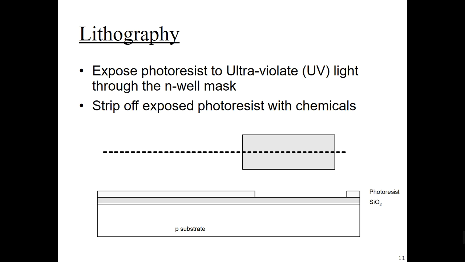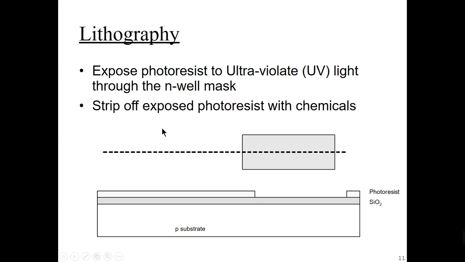Coming to the fourth one, simply we are passing some UV light. Expose the photoresist to ultraviolet light through the N-well mask. Here the N-well mask means we are using it where we want to place the N-well. In that case we are using some mask here. See, this is the mask, and I want to place the N-well here. That's why we use the mask here.